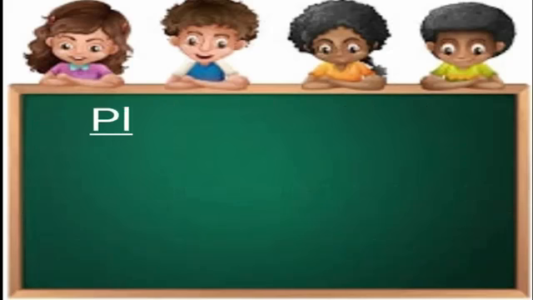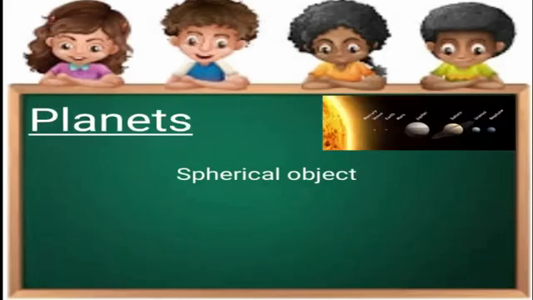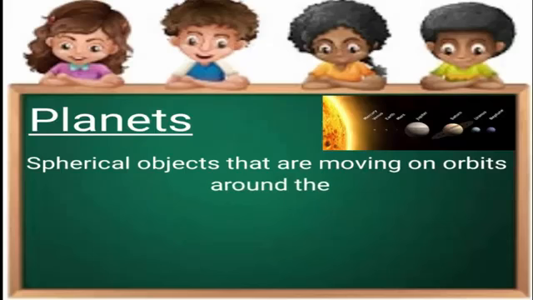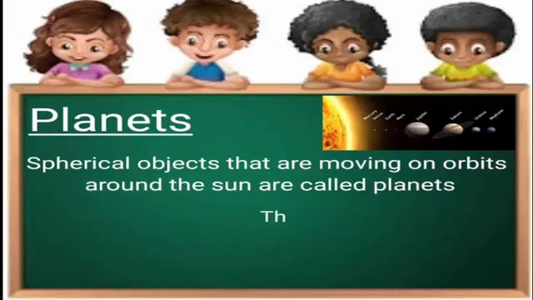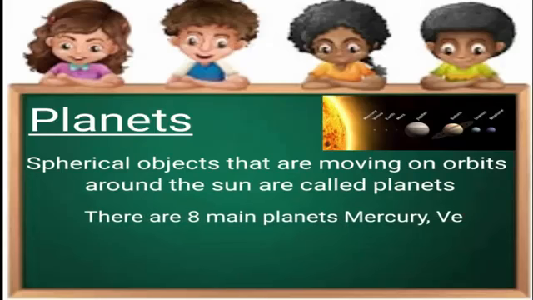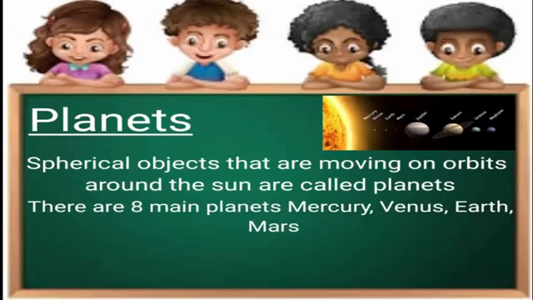Next subtopic is planets. Spherical objects that are moving on orbits around the Sun are called planets. There are 8 main planets in the solar system. Our first planet is Mercury. And the second planet is Venus. And the third planet is Earth.